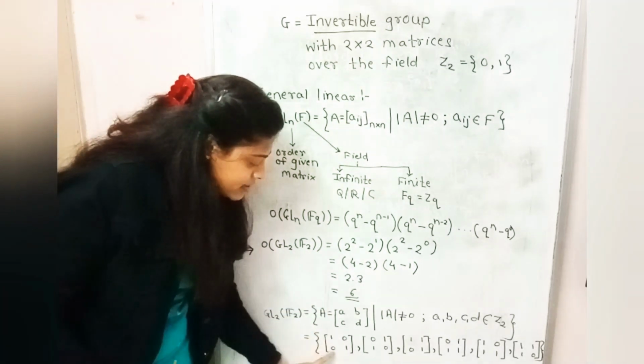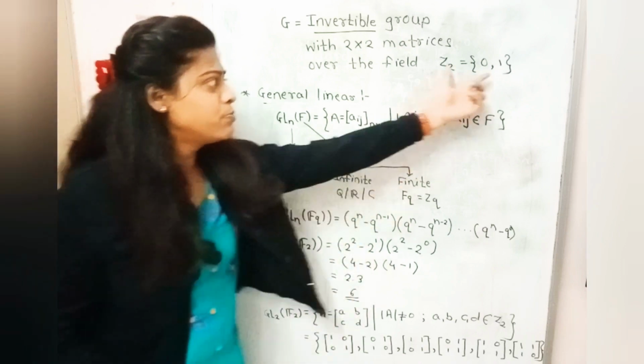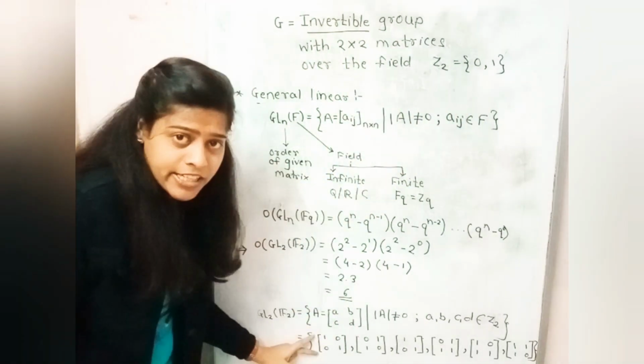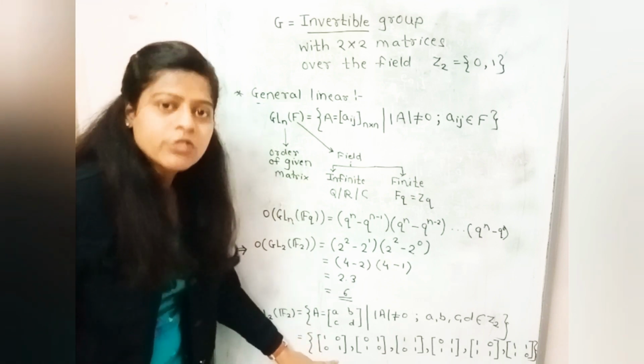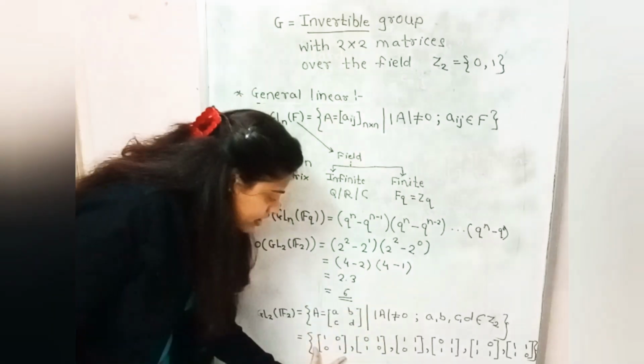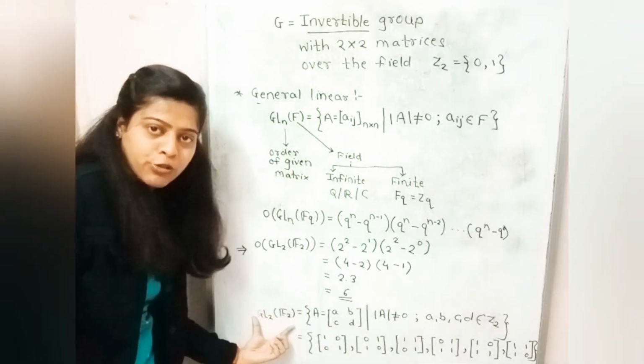See, all entries are 0 and 1, which belong to Z2, that is our field. And when we take its determinant, it is equal to how much? 1, and 1 is not equal to 0. Yes, it is not equal to 0. Therefore, this matrix belongs to GL2(F2).